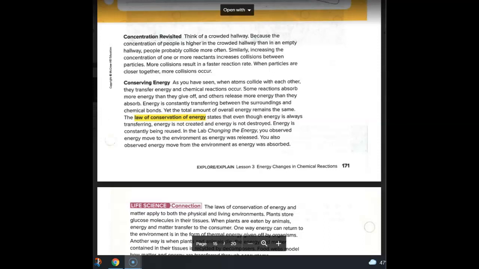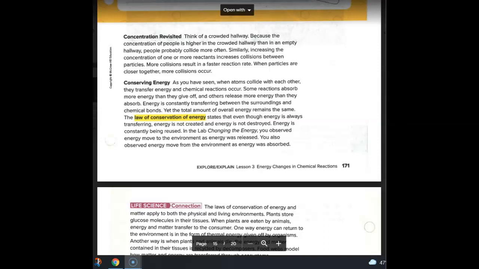Conserving energy. As you have seen, when atoms collide with each other, they transfer energy and chemical reactions occur. Some reactions absorb more energy than they give off, and others release more energy than they absorb. Energy is constantly transferring between the surroundings and chemical bonds. Yet the total amount of overall energy remains the same. The law of the conservation of energy states that even though energy is always transferring, energy is not created and energy is not destroyed. Energy is constantly being reused.